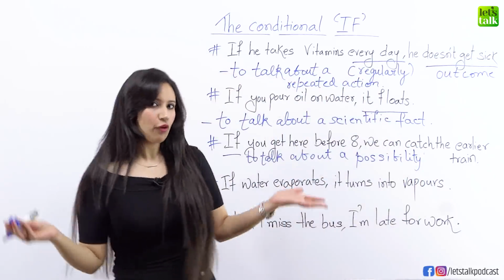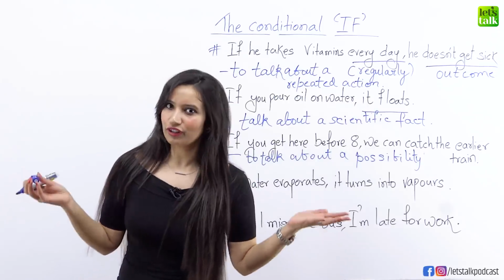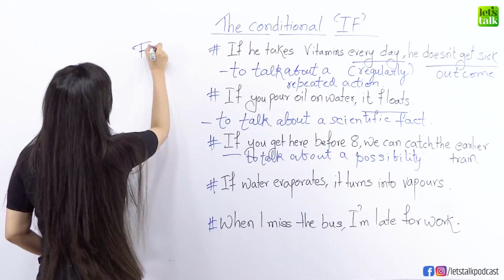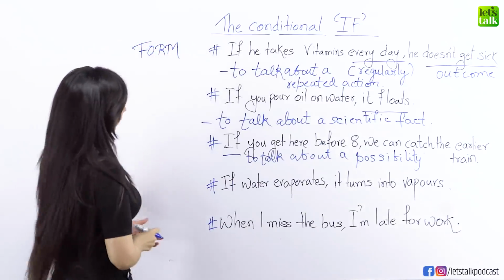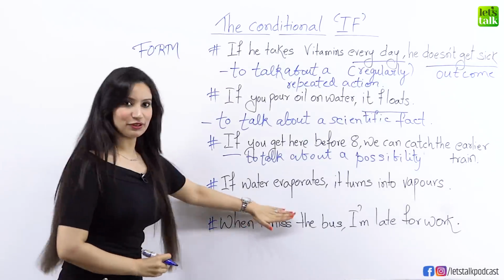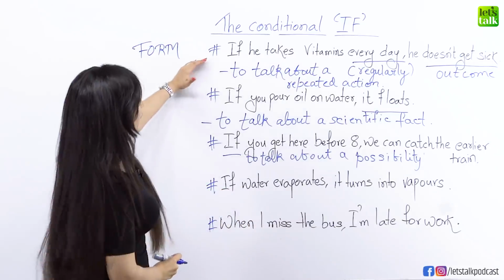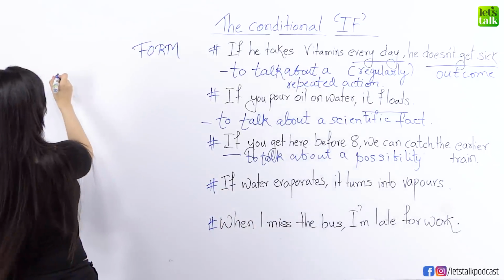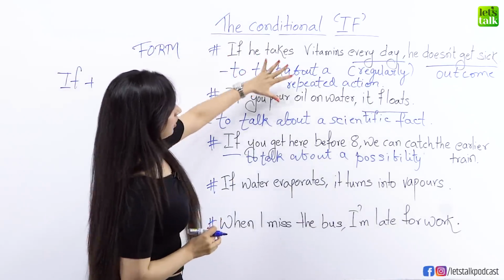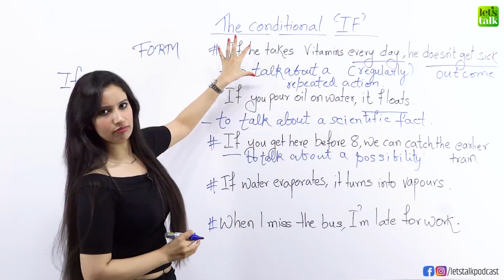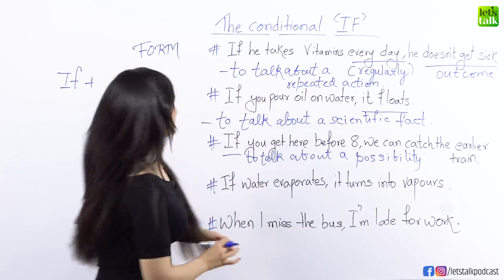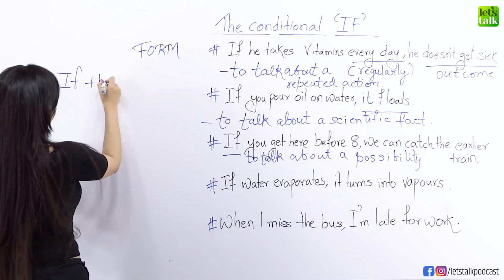And how do we really form these sentences where we use if for conditions? Let's find out the form. So, as you can see, in all of them, let's skip this one for now, we'll come to it later, we have if, so we can use if plus. What tense is this clause in? What do you think? This clause is in the present simple tense. So if plus present simple.